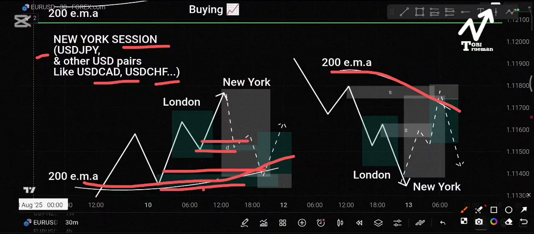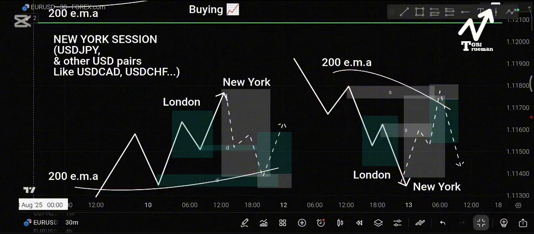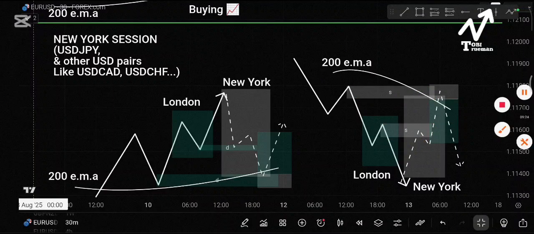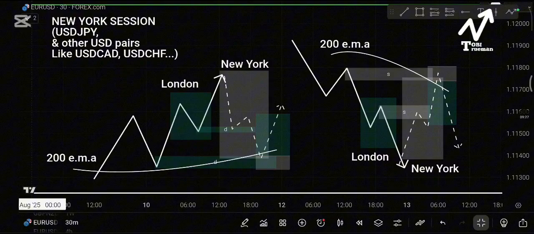Why are we selling? Because price is below the 200 EMA. That is to tell you that our bias here is a selling bias. At the same time, we will now have two supply zones. The first one is there, okay, and then the second one is also here. So the second supply zone will be more preferable to trade with. I hope this is very understandable.